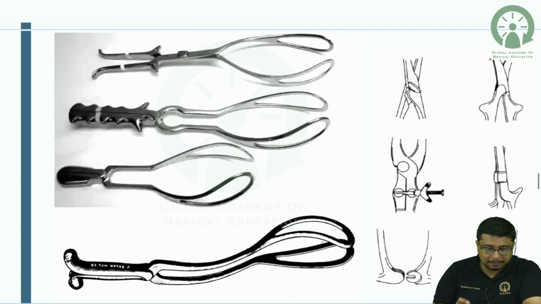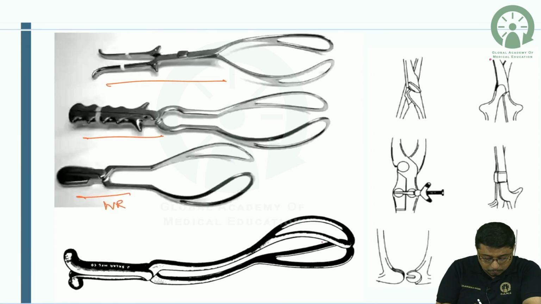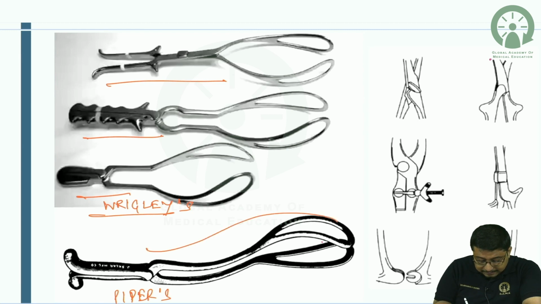So remember these images, these are described in previous videos. This is the Kielland forceps, the rotational forceps, this is the low forceps, and this is the outlet forceps, which is known as the Wrigley's forceps. Wrigley's is the smallest forceps, and this is Piper's forceps used in breech delivery. This has a reverse maternal curve and a very long shank. This is used in breech delivery.